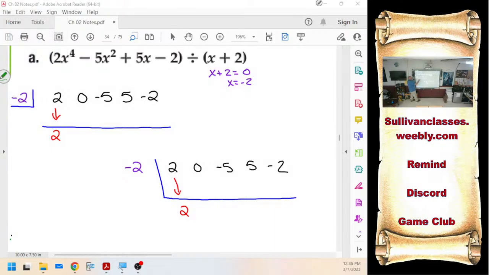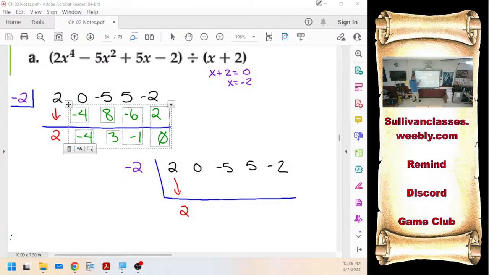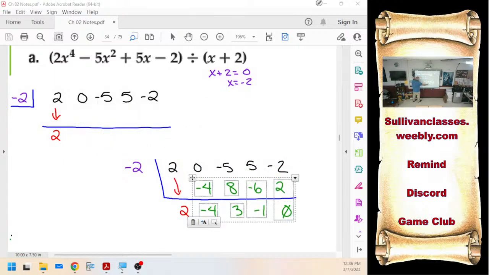So I take -2 by 2 is -4, add them. -2 by -4 is 8, add them. -2 by 3 is -6, add them. -2 by -1 is 2, add them. Now, whether I'm doing that here or here, it's the same thing. Okay? It's just where you put your bars and brackets.